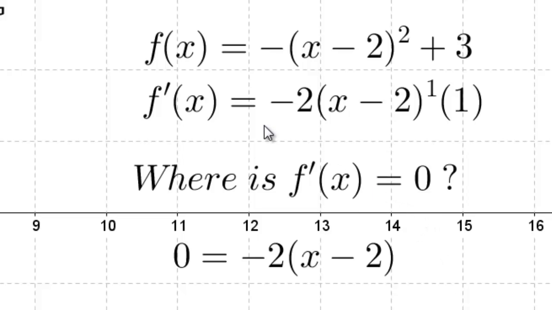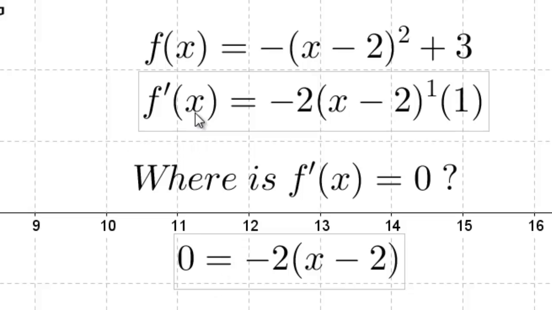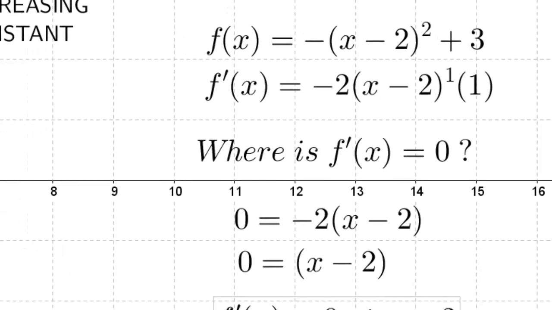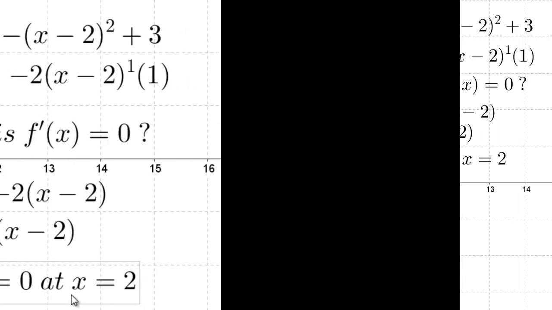So where is this derivative equal to 0? Because we know that's going to be where the function is constant. It's going to be a transition point between increasing to decreasing or decreasing to increasing, as the case may be. So we set that derivative equal to 0. So 0 equals negative 2 times the quantity x minus 2. We divide by negative 2 and get 0 equals x minus 2, then add 2 to both sides, and so the derivative is equal to 0 at the point where x equals 2. That's the only point on this function where this occurs. It's the only point where the function is constant.